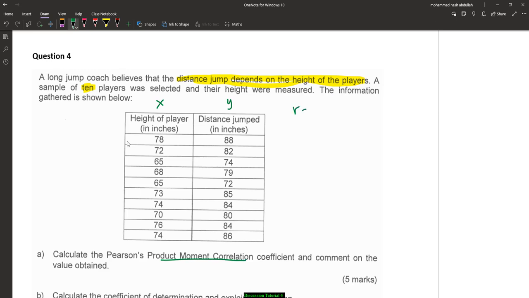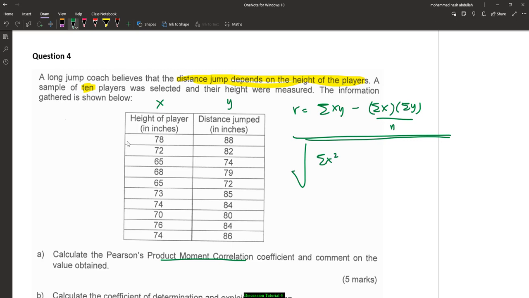So R is summation of XY minus summation of X multiply with summation of Y divide by N, and divide by the square root of summation of X squared minus summation of X, and then you square, divide by N. This is the first part. The second part is summation of Y squared minus summation of Y squared divided by N. This is the second part. So you need to input these values into the calculator. Make sure you have a new calculator so you can recheck back your value.